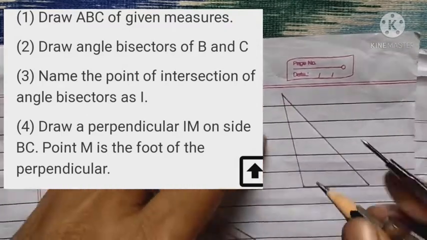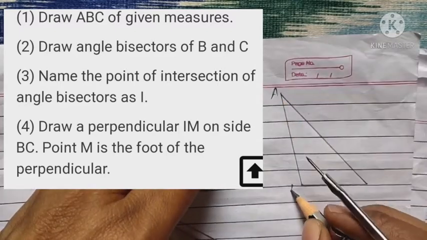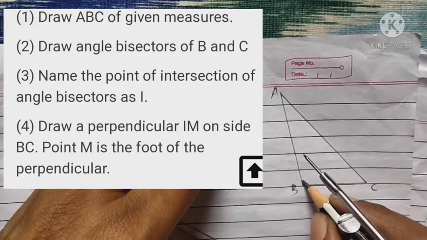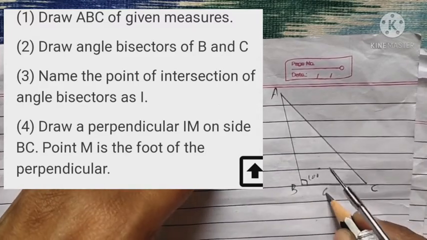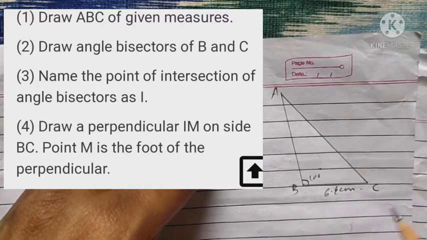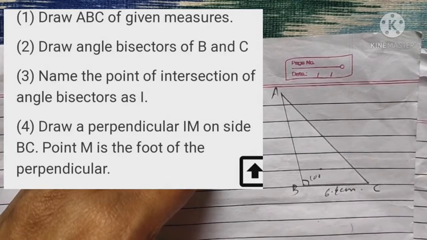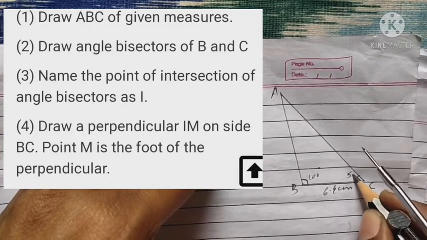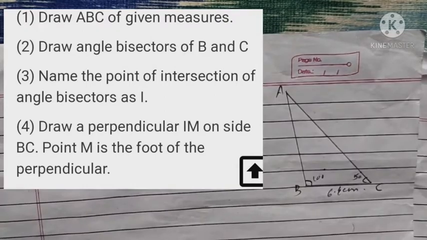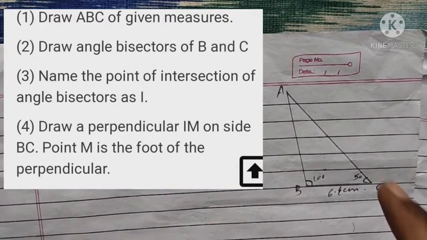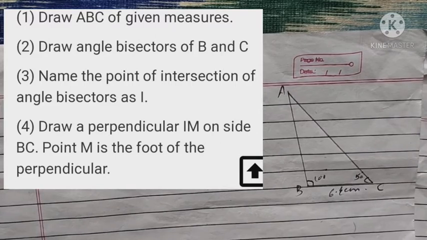This is the rough figure, triangle ABC. In that, angle B is 100 degrees, BC is 6.4 centimeters, and angle C is 50 degrees. We have to construct its incircle. This is the rough figure. Now let's start the first one.